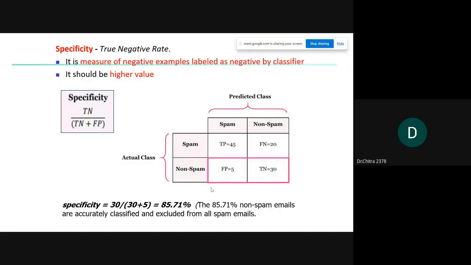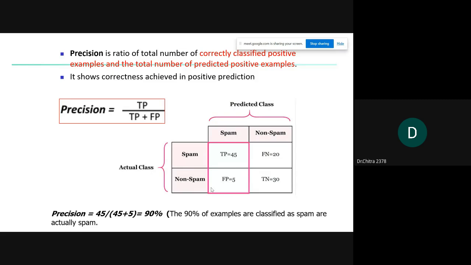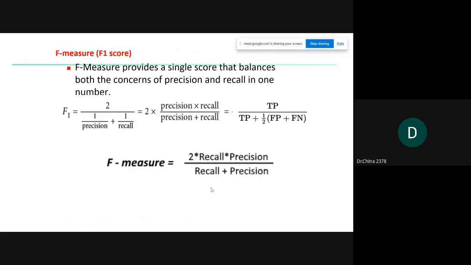That is the specificity. And next is the precision. Precision can be calculated by using the formula true positive divided by false positive plus true positive. This is the precision value. All must be high. For a good classifier, sensitivity, specificity, accuracy, precision will all be high. For the ideal classifier, all the values must be 100% or 1.